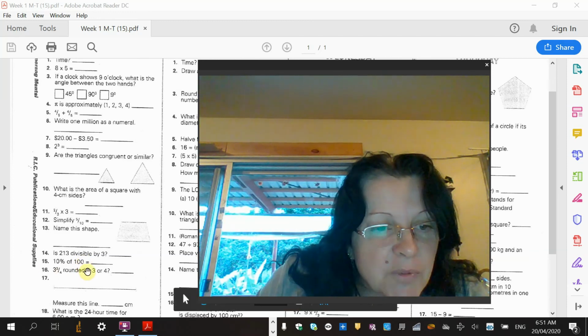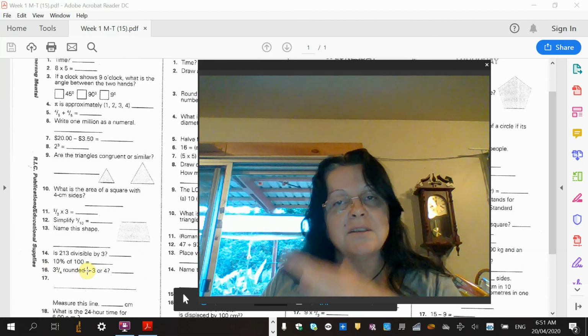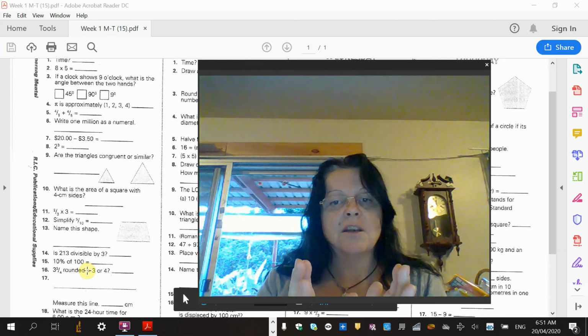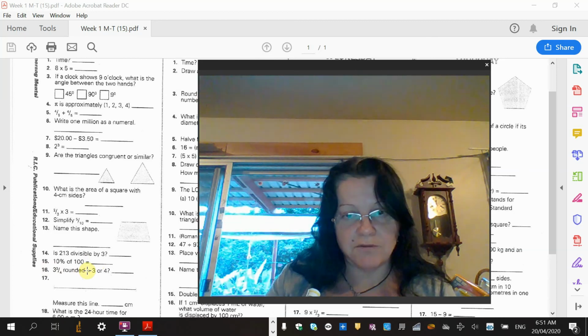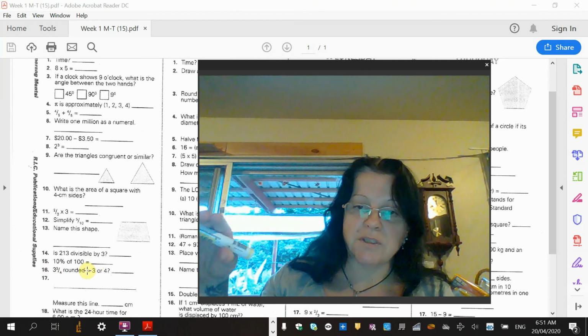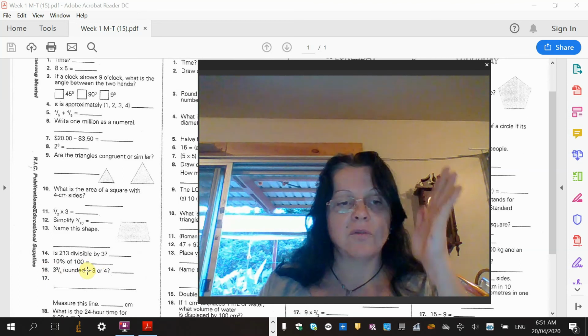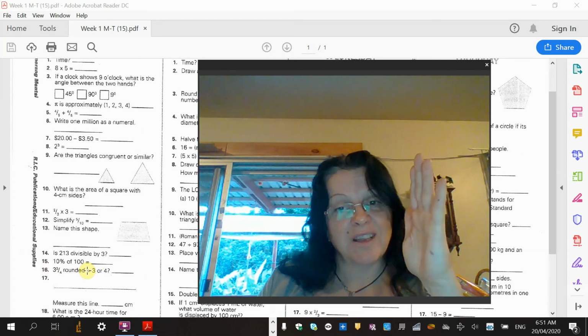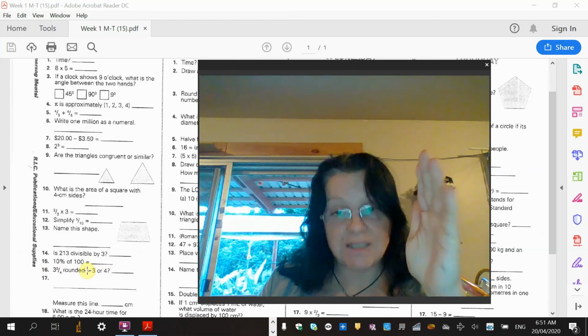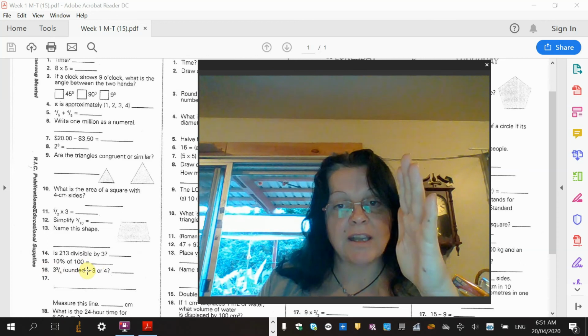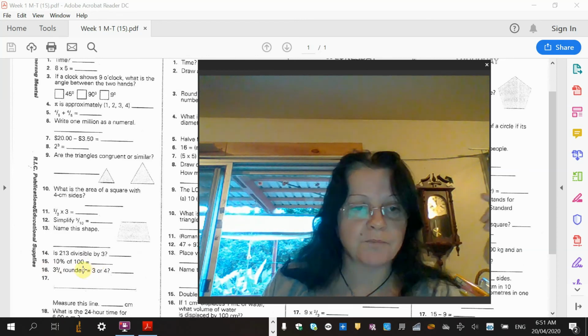Okay, then 10% of 100. Well, percentage is the whole circle is 100%. If we split it in half, it's 50. If we quarter it, because half of 50 is 25. So if we say that 10% of 100, then the answer is 10. If we say 20% of 100, then the answer is 20.